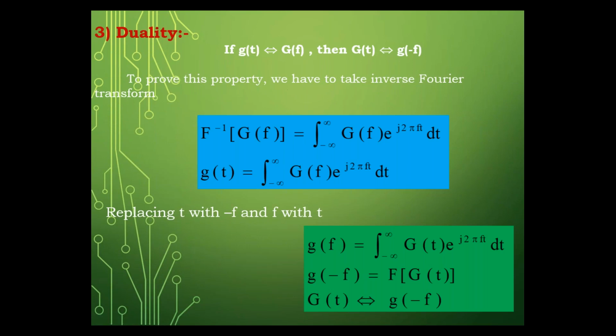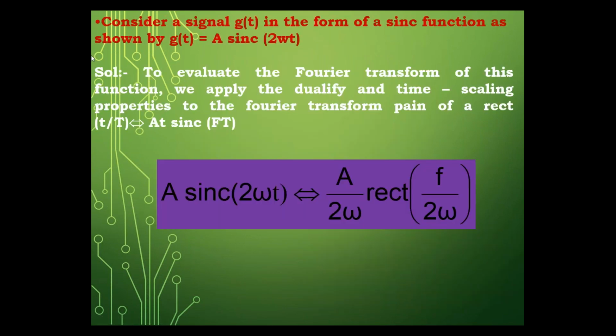Generally, most of the times you know the Fourier transform of basic signals like exponential signal, rectangular pulse, all that. Suppose I ask you to find the Fourier transform of a sinc function, it is in frequency domain. So you need to convert that frequency domain to time domain again. How can you do that? Now please try to observe this example. Consider a signal in the form of a sinc function given by A sinc 2 omega t.